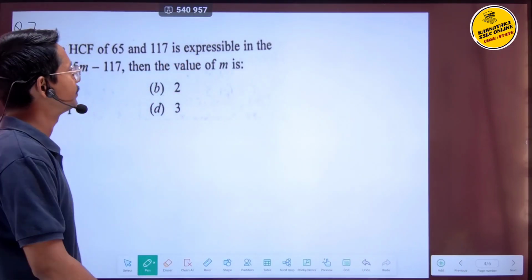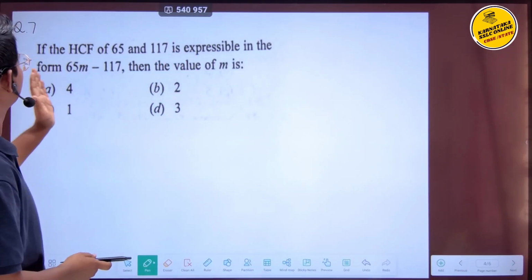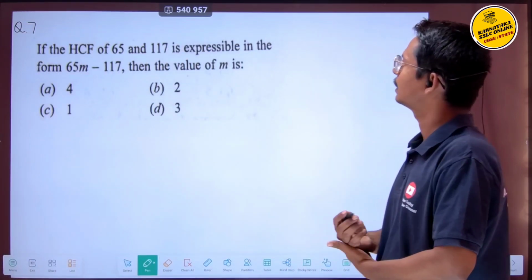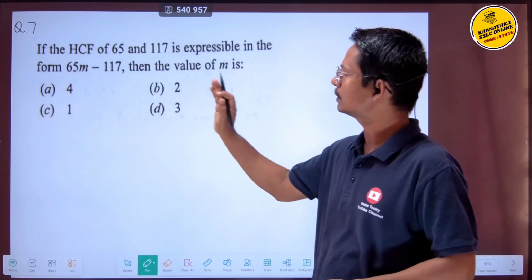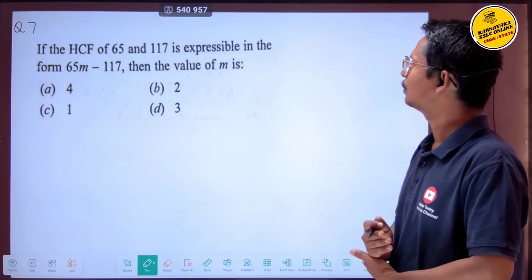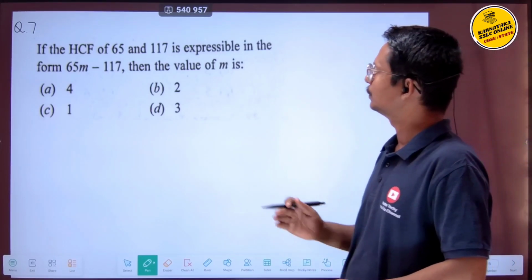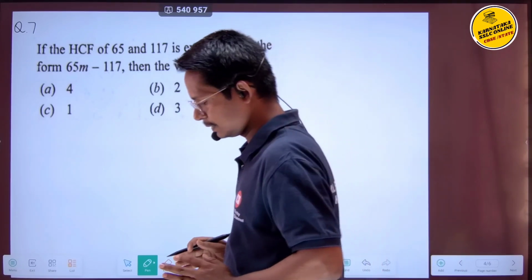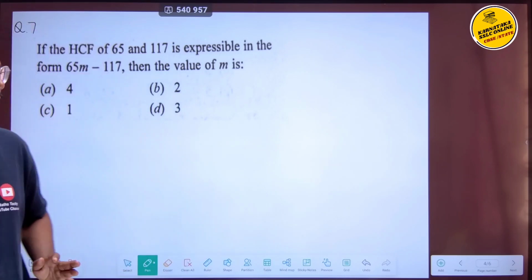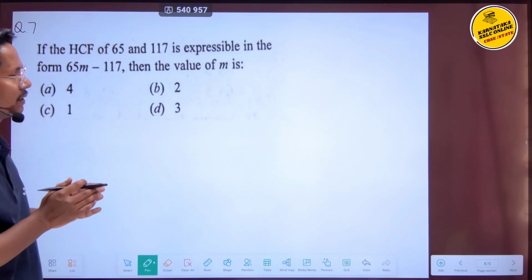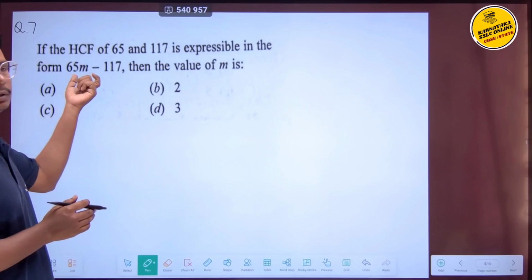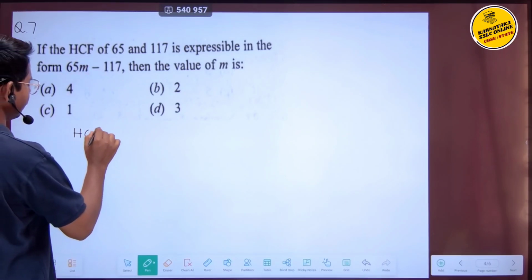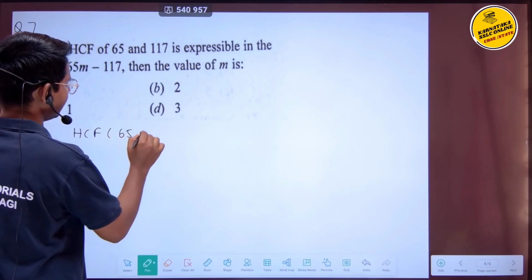Question number 7. If the HCF of 65 and 117 is expressible in the form 65m minus 117, then the value of m is, you need to find the value of m. First we need to find the HCF of the given two numbers, then we can equate that HCF value to the given expression. So we'll find the HCF of 65 and 117.